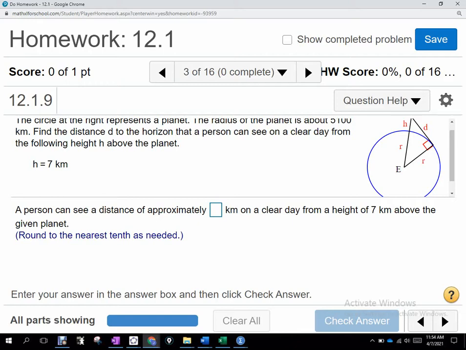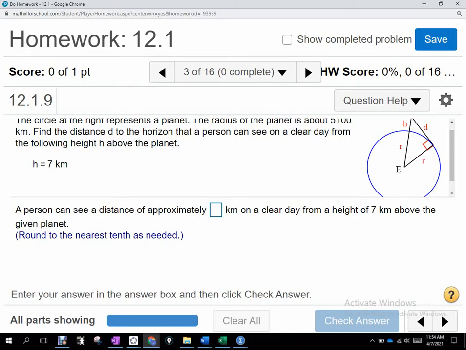Does that make sense? Have you ever been to the top of a lighthouse or a tall building, and you look out and wonder how far can I physically see? This is what's going on. The answer to that question is D here.